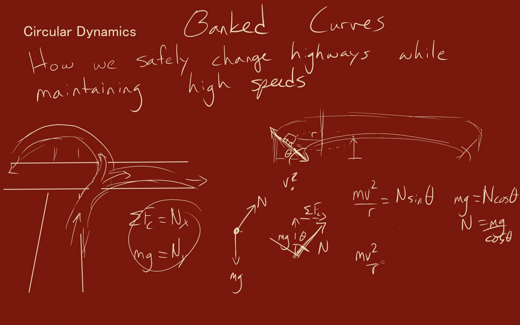mv squared over r is equal to mg sine over cosine theta. We don't care about the mass of the car, and we're back to tangent theta again if you've watched the conical pendulum video. So we get v squared over r is equal to g tan theta. So to safely go around this turn without having to worry about slipping or sliding, or at least needing friction to prevent us from slipping or sliding, we get that the safe speed is root g r tan theta.